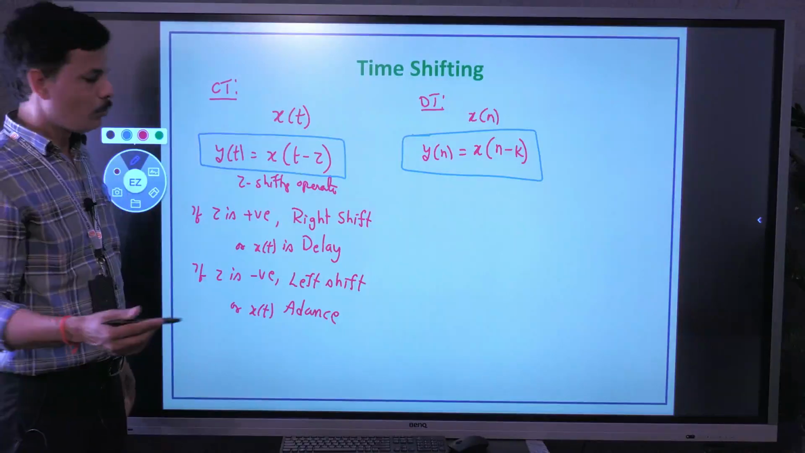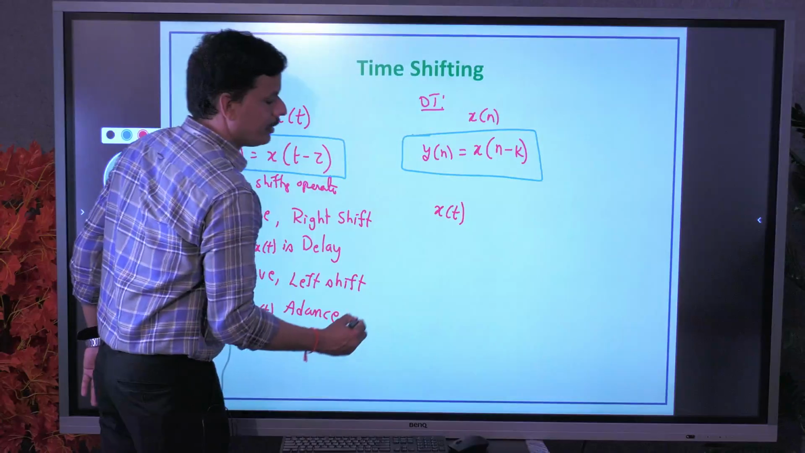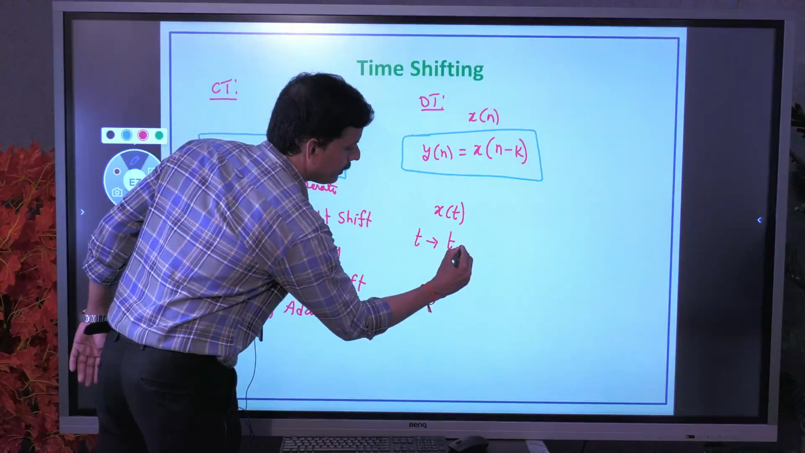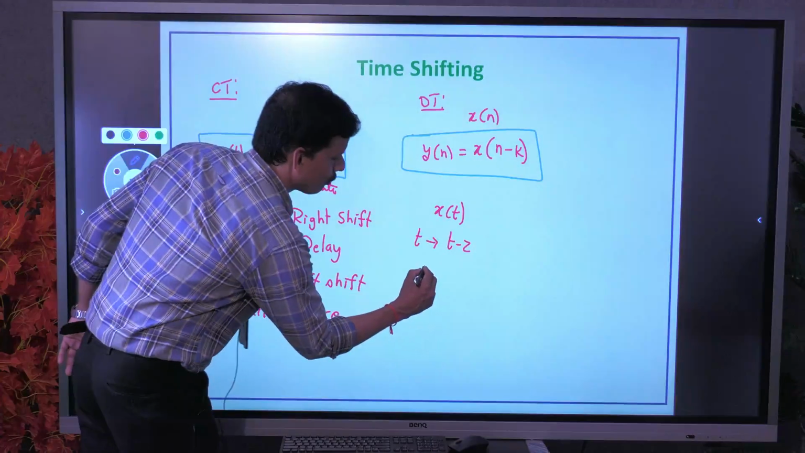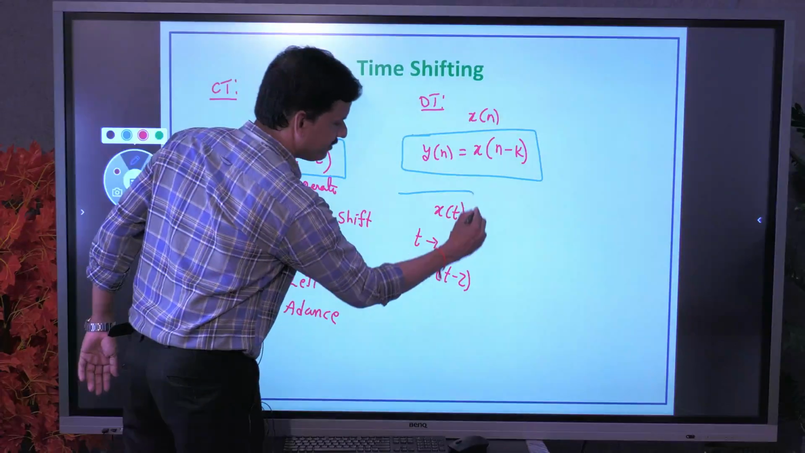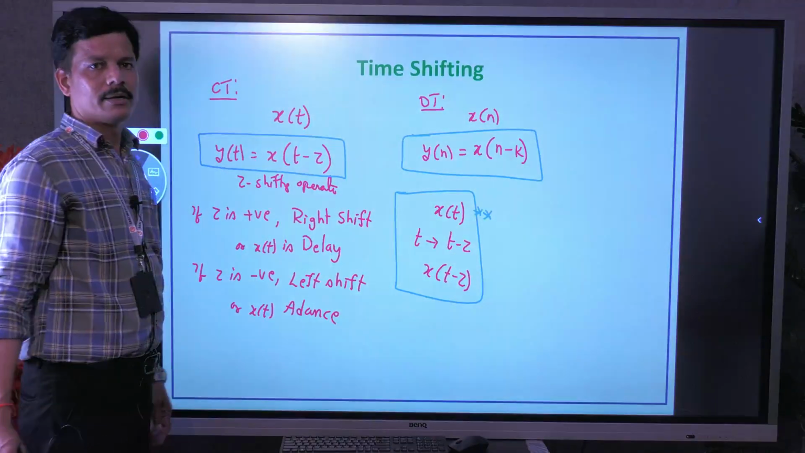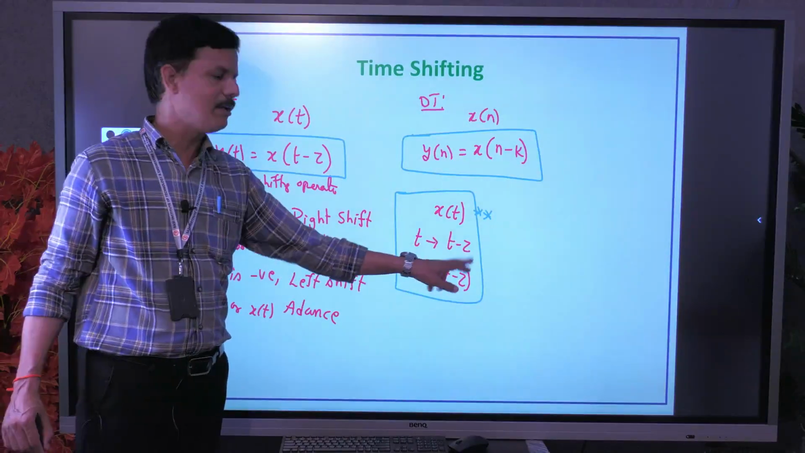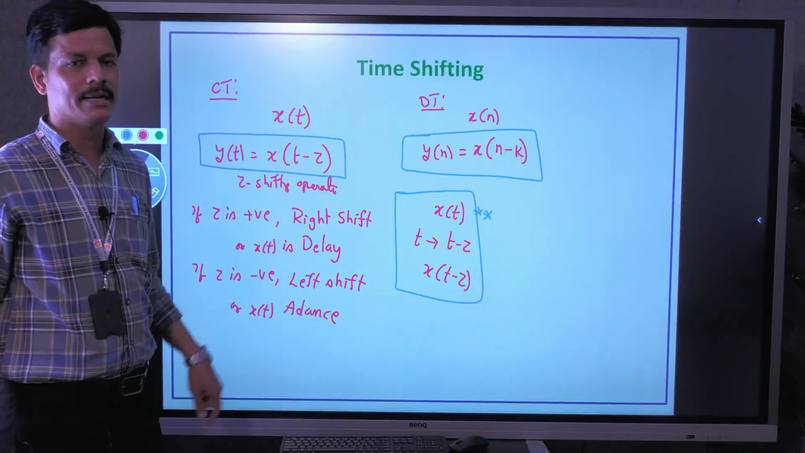For doing the problems, to do the time shifting, take the signal x of t. Time shifting means t is replaced by t minus tau. Tau will be given in the problem. Then we get x of t minus tau. It may confuse you at this stage. While doing the problems, you can easily understand the importance of this. For clear understanding, let us do some problems. Then your doubt may be cleared.